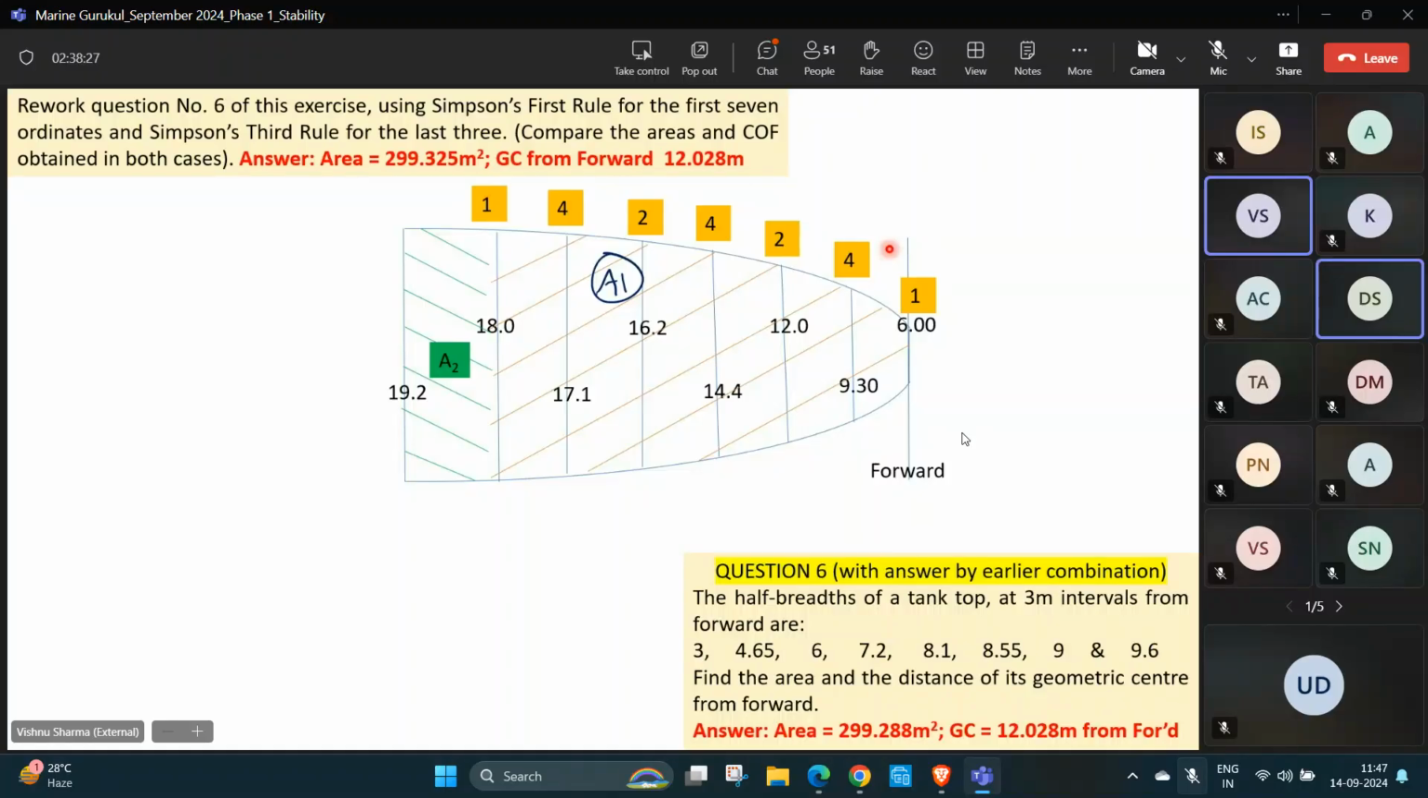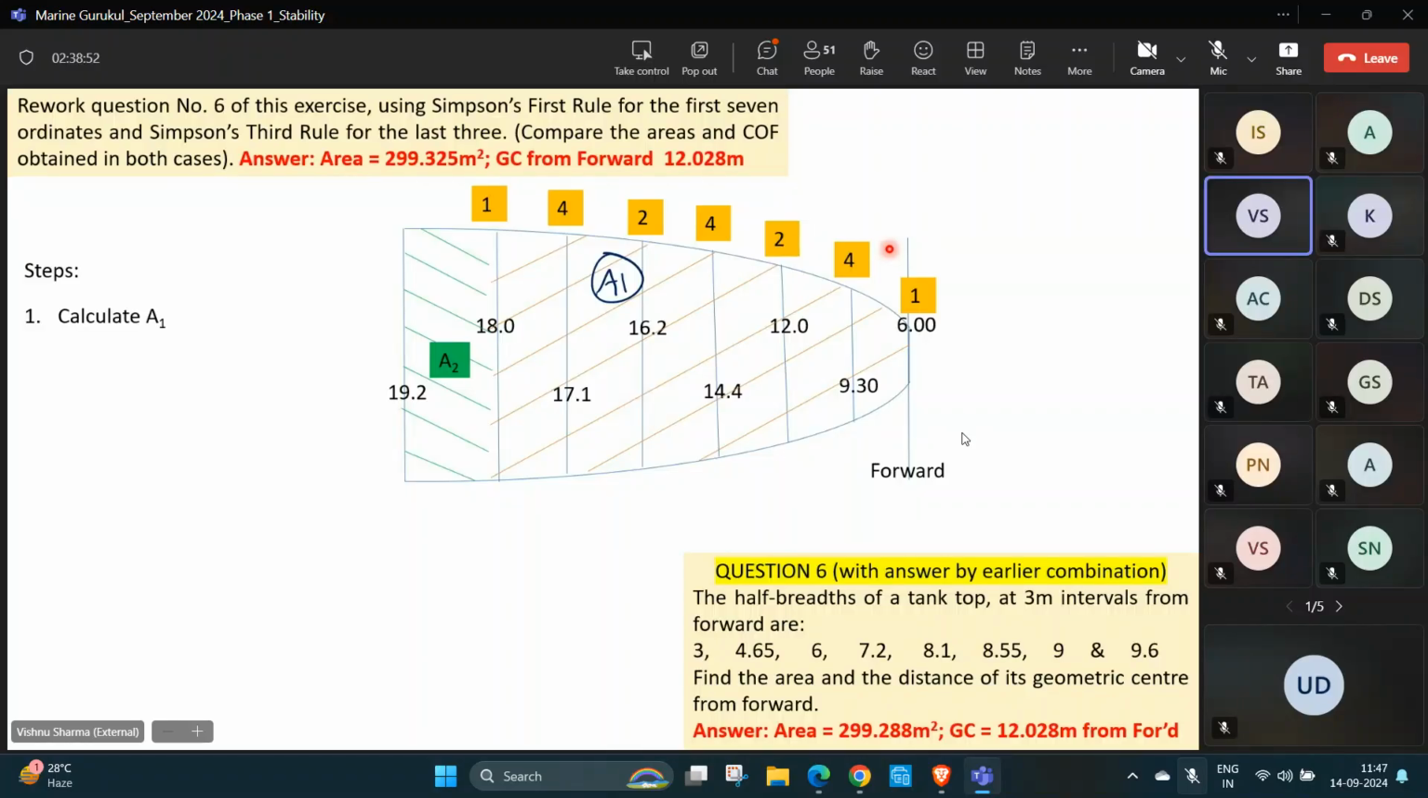So which three ordinates will be used, guys? Read out the ordinates. 19.2, 18, 17.1. Very good. So what are the multipliers for rule 3? Just speak out the multipliers. 5, 8, minus 1, from 19.2. Very good. 5, 8, minus 1 from 19.2. Fantastic. So I'm putting that here.